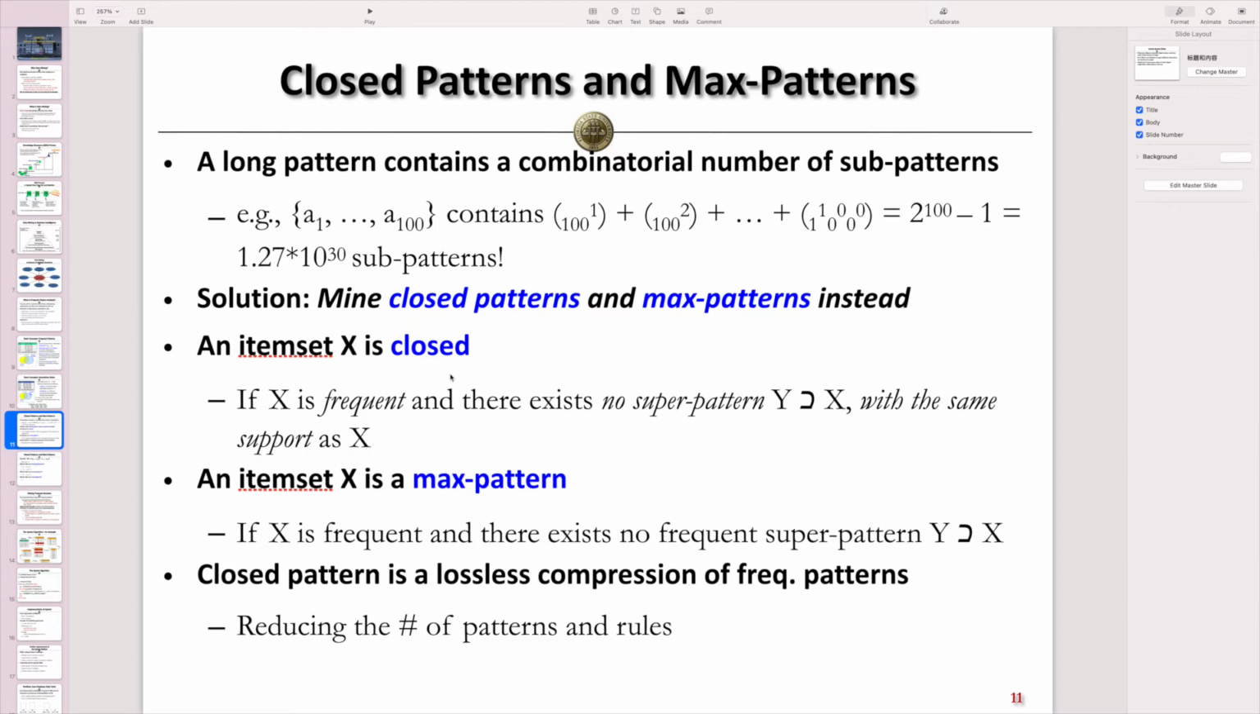And we say X is a max pattern if X is frequent and none of its super patterns is frequent. In other words, X is the largest frequent pattern we can find. If we include more items into X, its frequency will fall below the threshold we defined before, and it will no longer be frequent. So according to these two definitions, given some data, we can extract its closed as well as max patterns instead, which will be more meaningful.